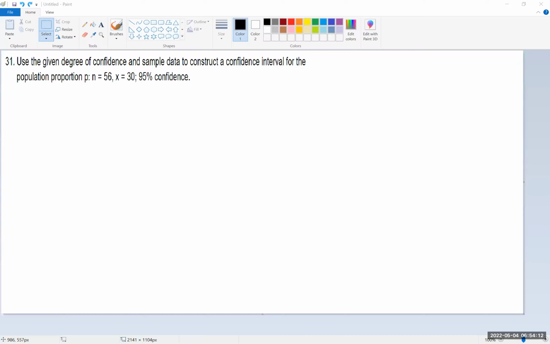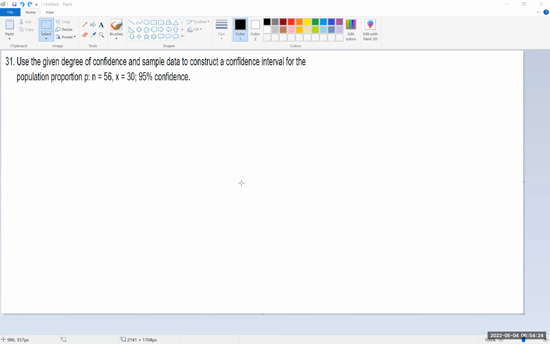Okay, let's go ahead and solve another problem. This one having to do with proportions. So let's go ahead and look at the problem text. It says, use a given degree of confidence and sample data to construct a confidence interval for the population proportion. So we want to create a confidence interval.